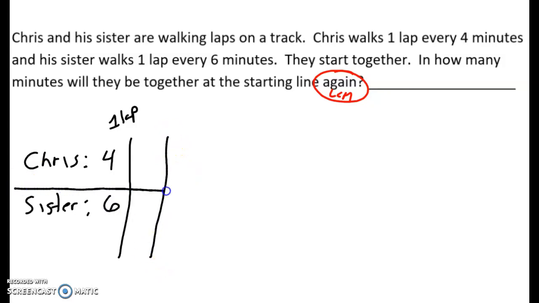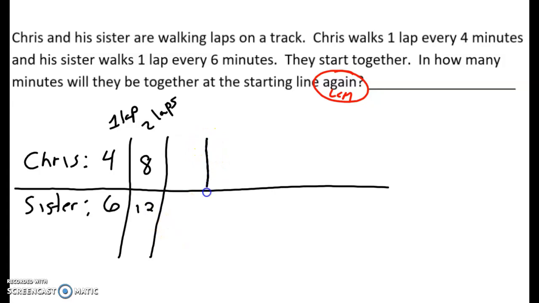Well, what if they wanted to walk 2 laps? Let's separate them to make sure they all get separated. Let's do 2 laps. Well, Chris, how long would it take him to do 2 laps? 8 minutes. You're right. How long would it take his sister to do 2 laps? 12 minutes. Correct.